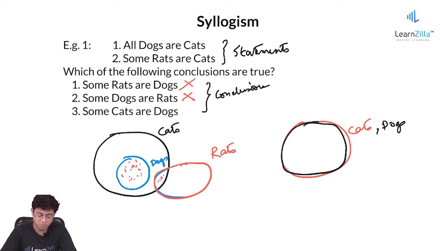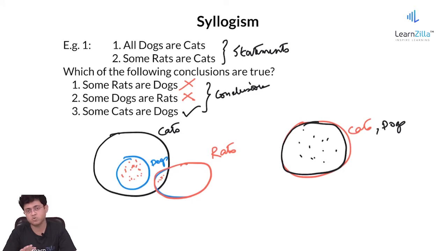In this diagram, is it possible some cats are dogs? Yes, some cats are dogs. So even for this possible combination, the third conclusion is true. So we can say for sure, yes, the third conclusion is true.